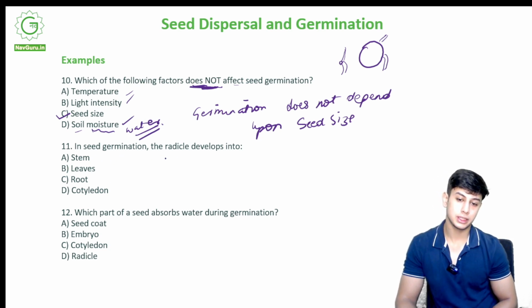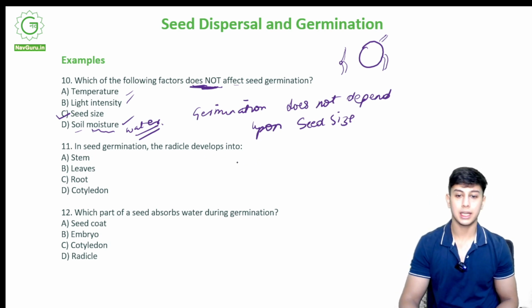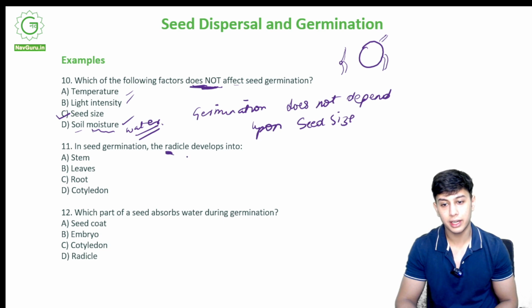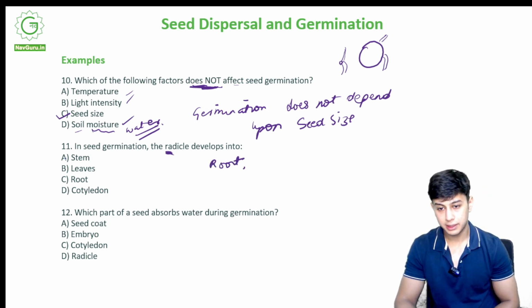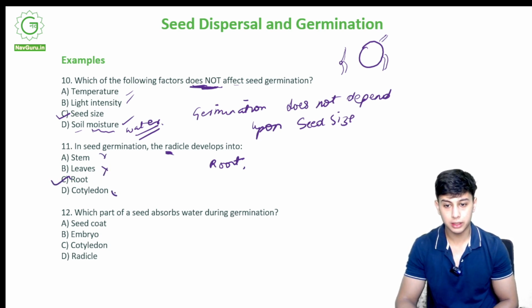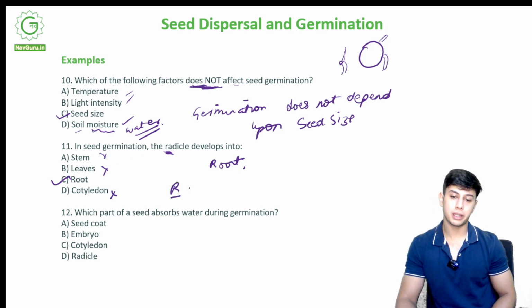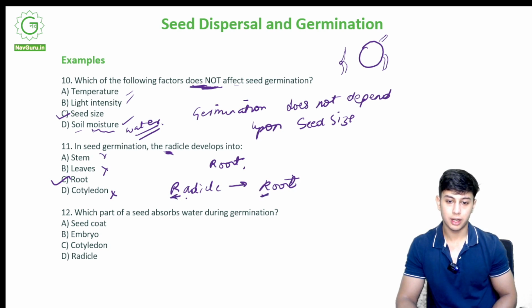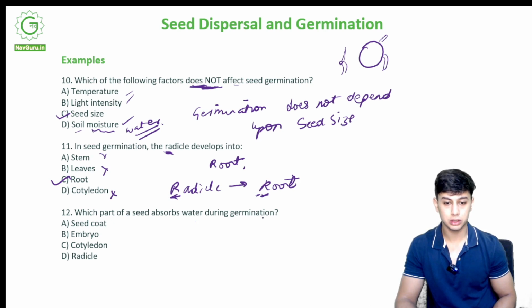In seed germination, the radicle develops into what? I have told you this in the lectures. What is the radicle? R for radicle, R for the root. Is it the stems? No. Is it the leaves? No. Is it the root? Yes. Is it the cotyledon? No. Radicle, root. This is a very simple trick to remember it. R, R, R, R.